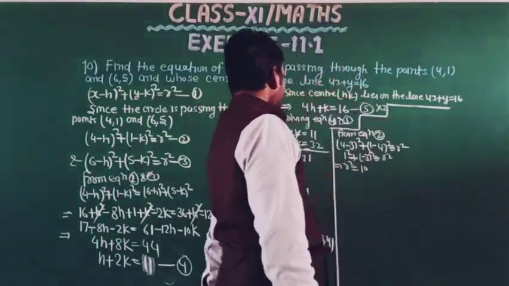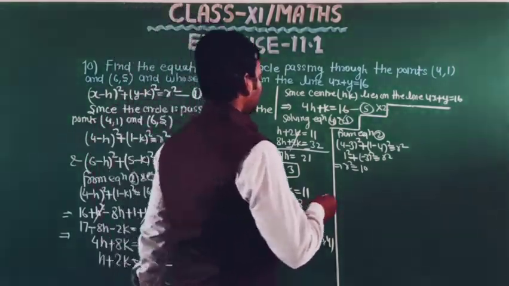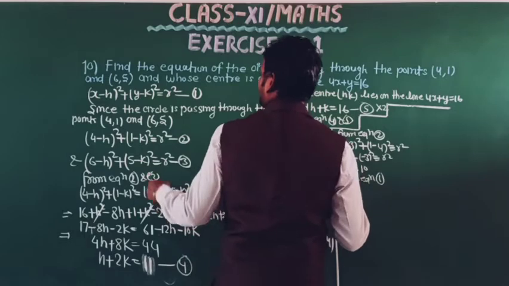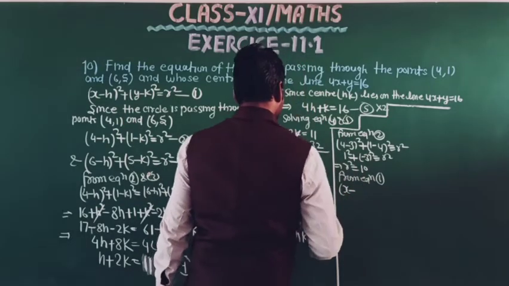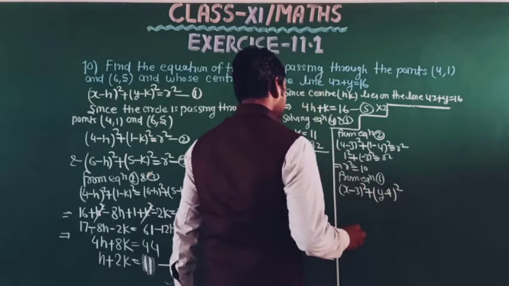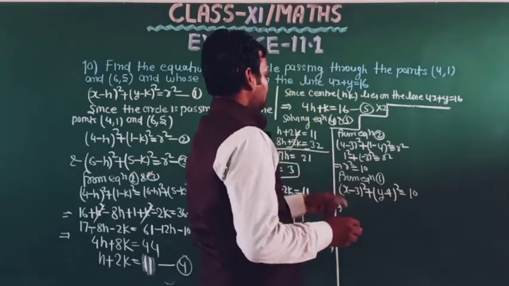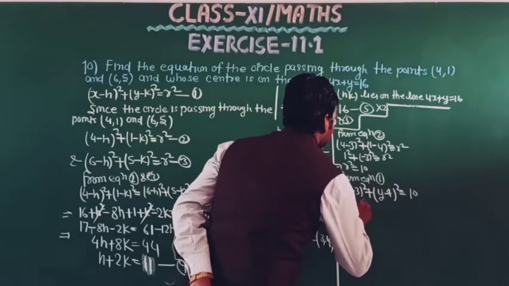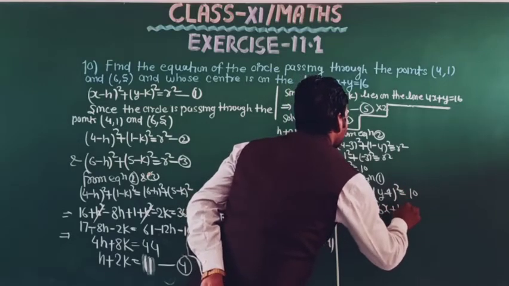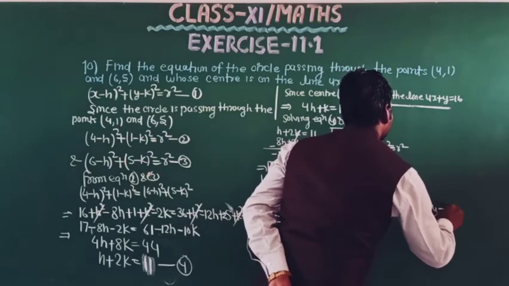Now substituting the values of h, k and the radius r² in equation 1. So from equation 1 we substitute: (x - 3)² + (y - 4)² = 10, where r² is 10. Now simplify this. So this is x² + 9 - 6x + y² + 16 - 8y = 10.